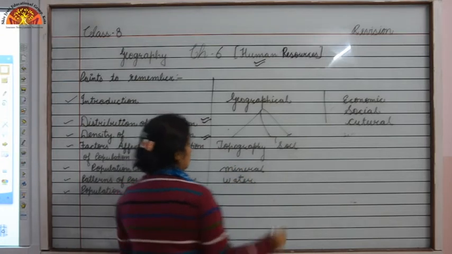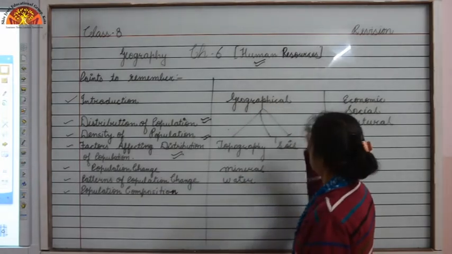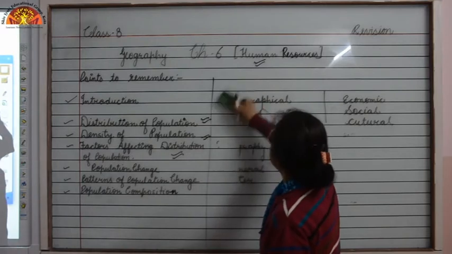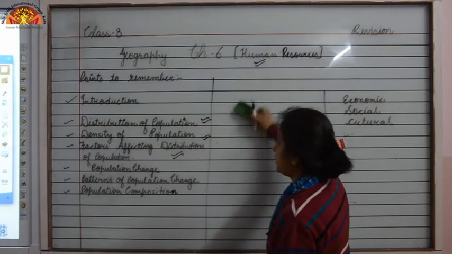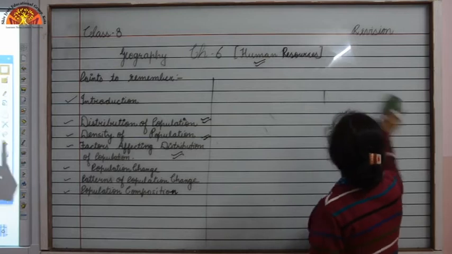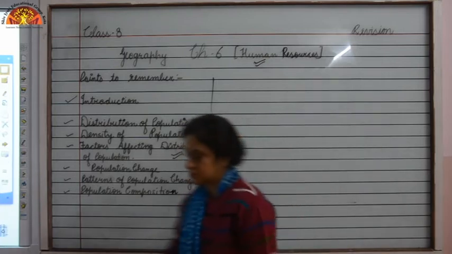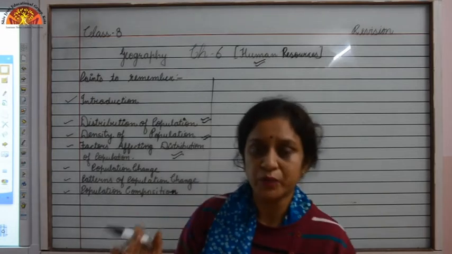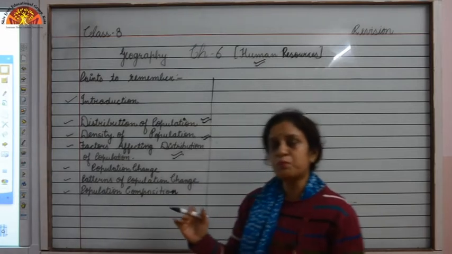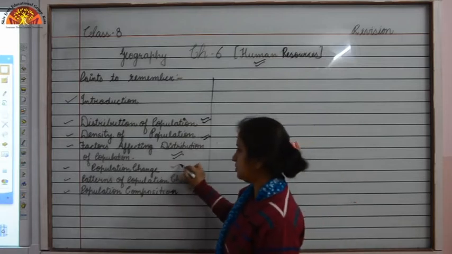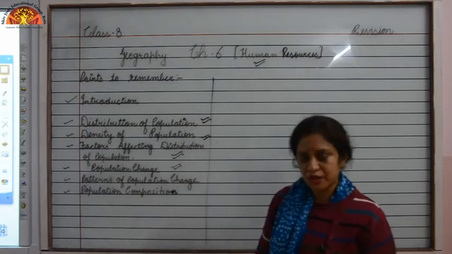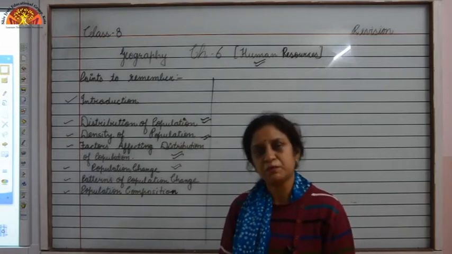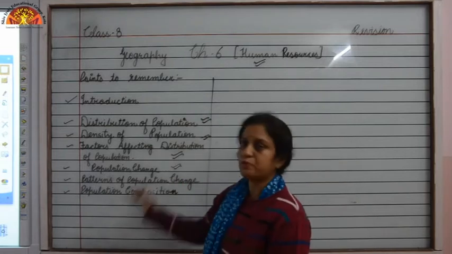Okay students, now the next we will talk about population change. Can you guess any idea? Population change. Students, the term population change refers to the way in which the number of people change over a specific period of time.